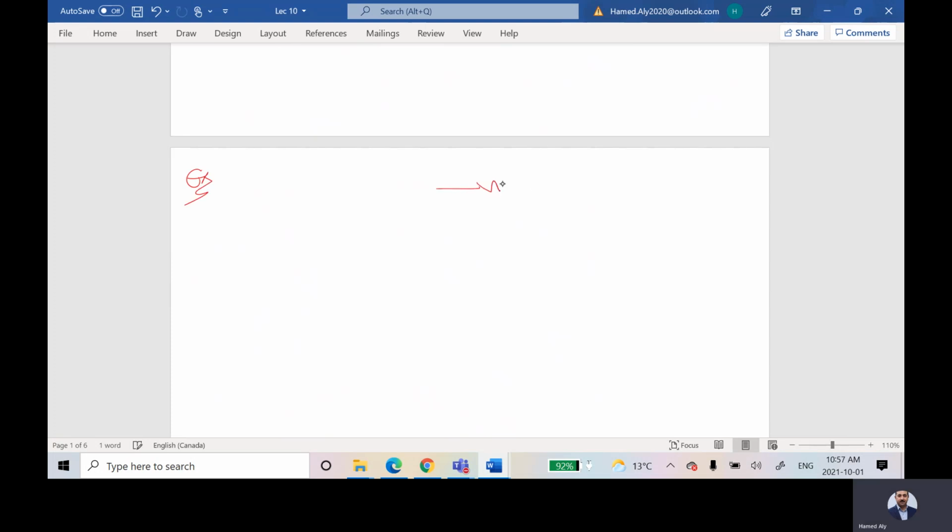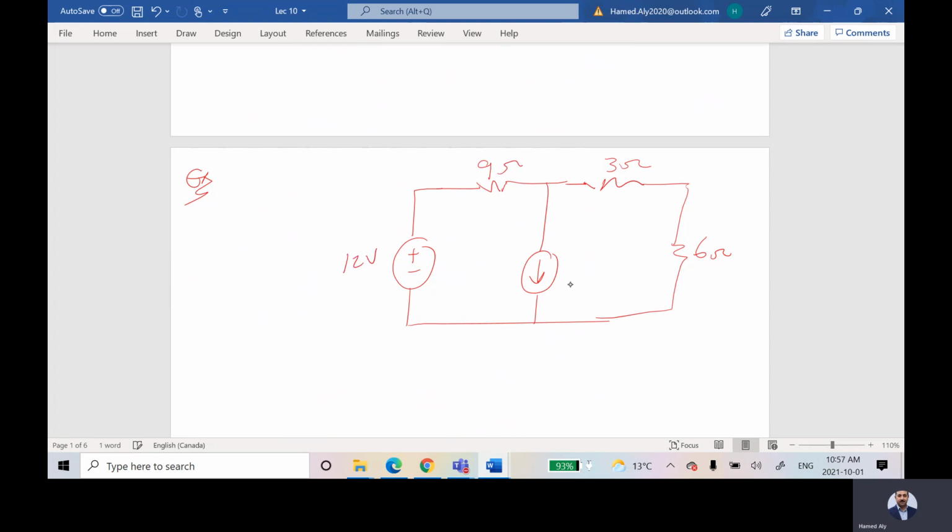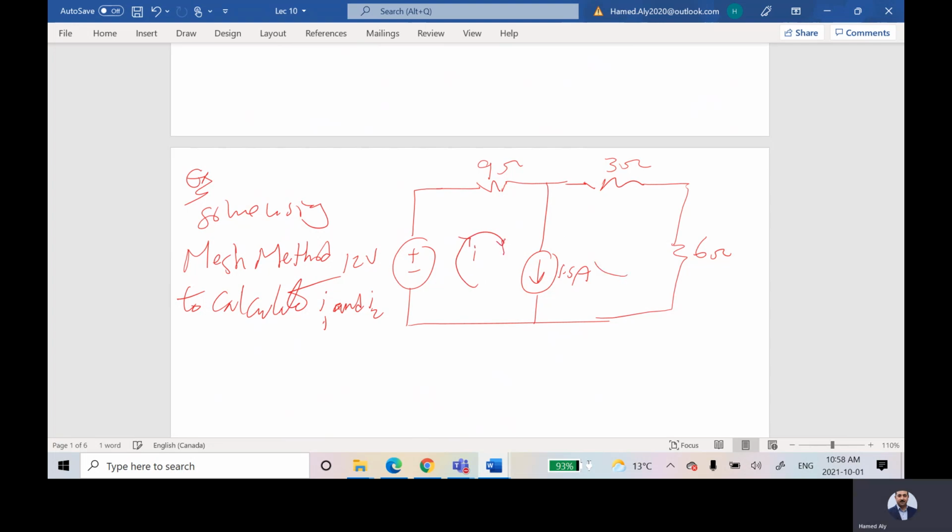Imagine we have that circuit. And we have resistors here. This guy is 6 ohms. This guy is 3 ohms. This guy is 9 ohms. This guy is 12. And this is 1.5 amps. He is asking you to solve using the mesh method to calculate I1 and I2. This is I1 and this is I2.